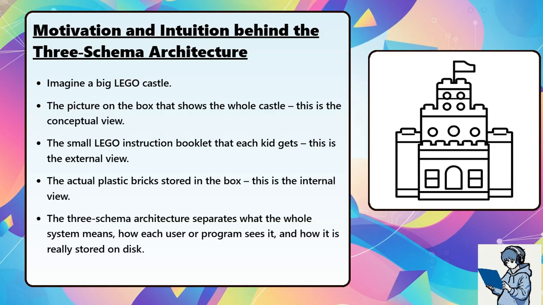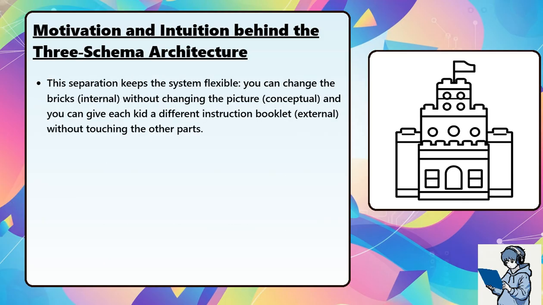The three schema architecture separates what the whole system means, how each user or program sees it, and how it is really stored on disk. This separation keeps the system flexible. You can change the bricks (internal) without changing the picture (conceptual), and you can give each kid a different instruction booklet (external) without touching the other parts.